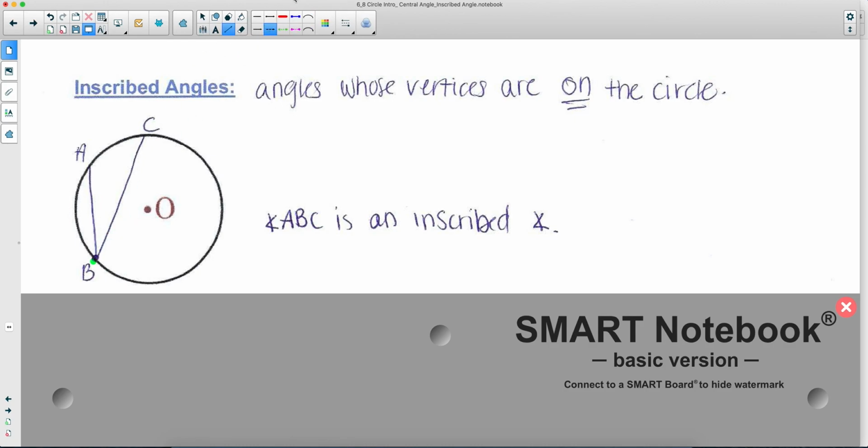So really I could place any point on a circle. Let's do this. And say, okay, this is it. I'm going to go from here to here, here to all the way over here. That's also an inscribed angle because the vertex is on the circle. So when you name the angle, it's really in terms of where the vertex of the angle is located.